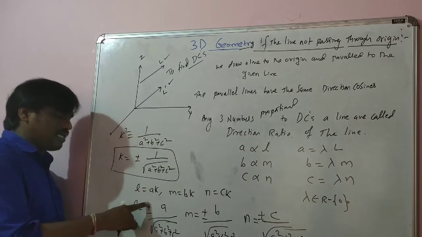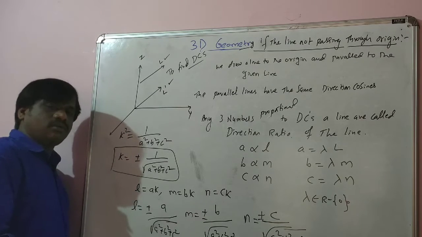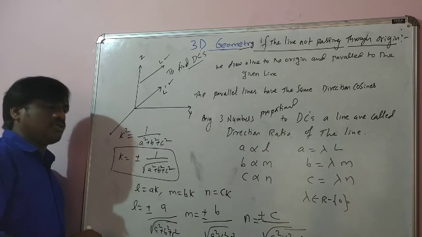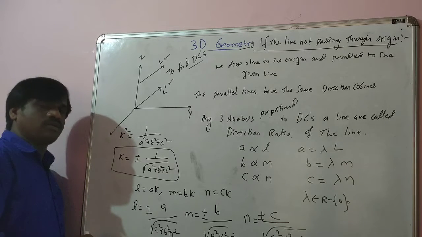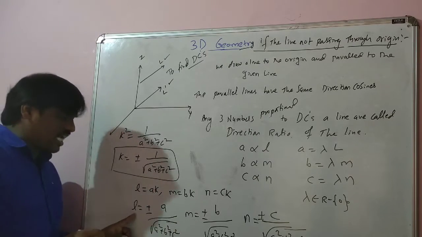L value is plus or minus a upon square root of a square plus b square plus c square. M is equal to plus or minus b upon under root of a square plus b square plus c square. N is equal to plus or minus c upon under root of a square plus b square plus c square. These are called direction cosines.